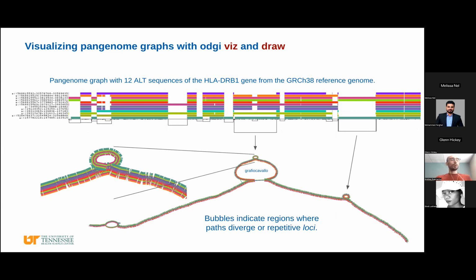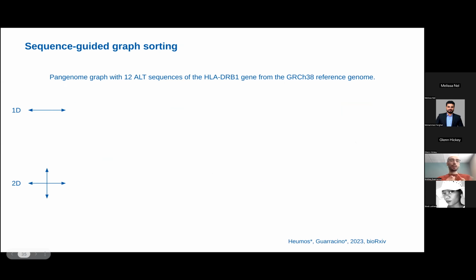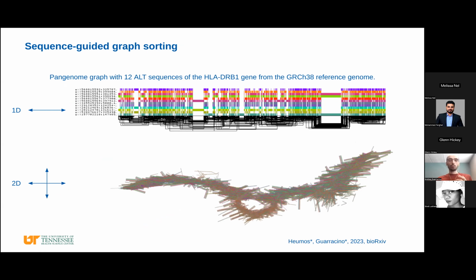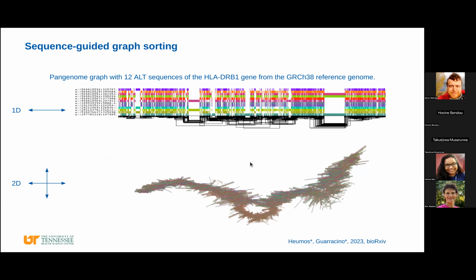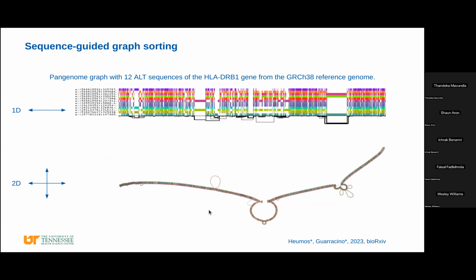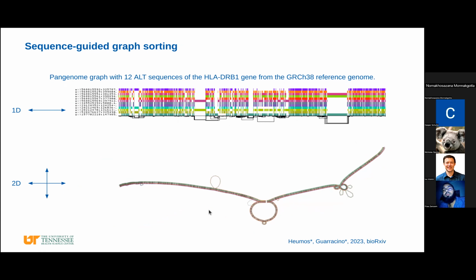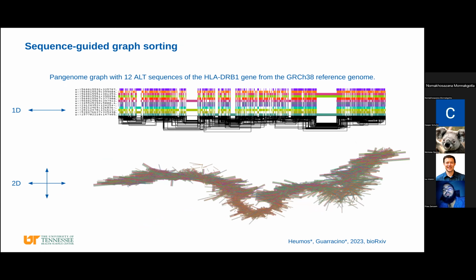We can also generate 2D visualization to visualize the graph layout. And in the graph layout, a region of variation becomes, the jargon here is, bubbles in the graph. To generate this kind of visualization, this kind of layout, we apply the graph sorting algorithm that can work in 1 dimension on the top and 2 dimensions on the bottom. And this is an animation that shows roughly how the algorithm works.